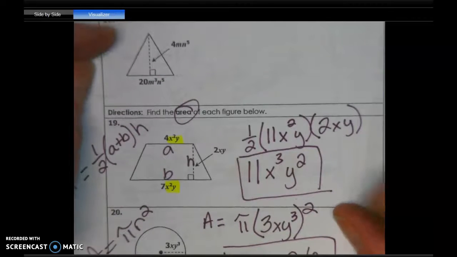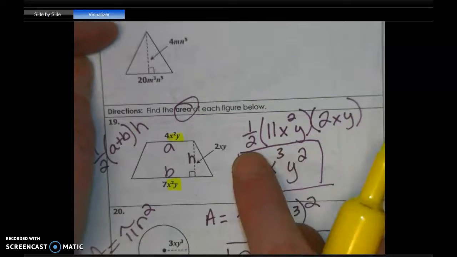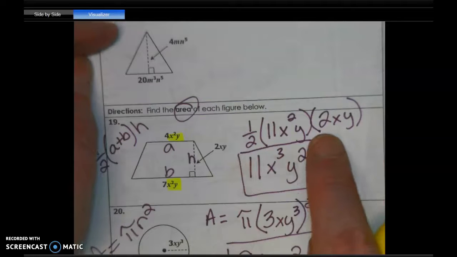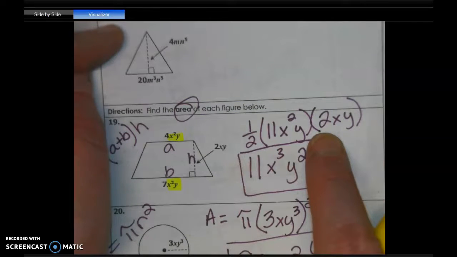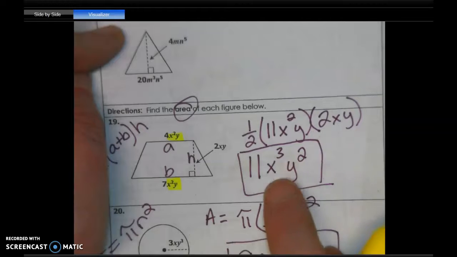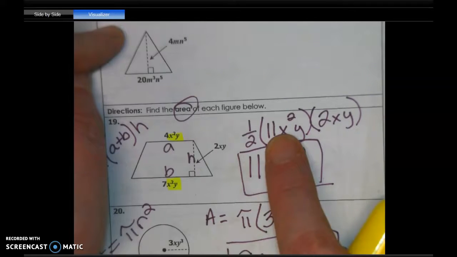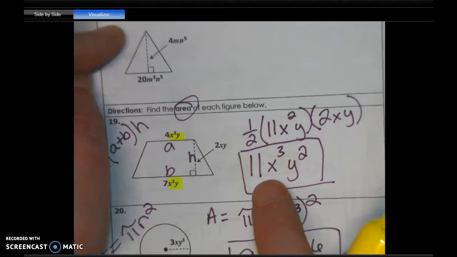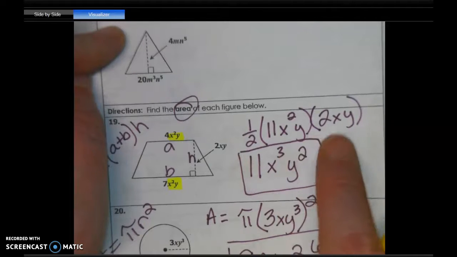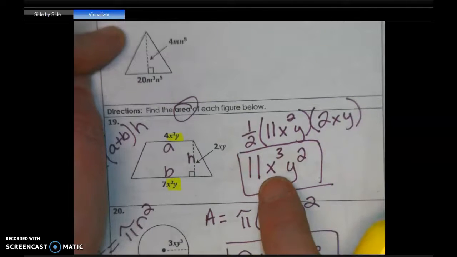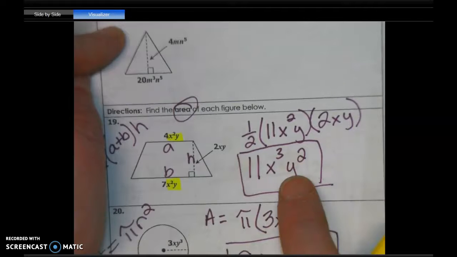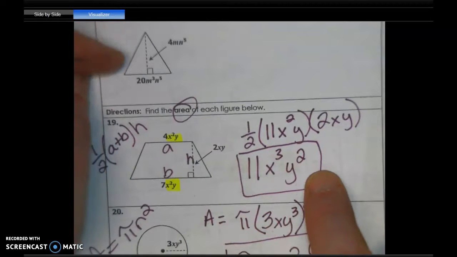Okay? And so your answer for this one, let me find the finished one, looks like this. Here's my 11. Here's my times 1/2. Here's my 2. Times 1/2 is the same as divide by 2. So when I combine all these together, 2 times 11 is 22 over 2, 11 again. X has 2, this X has 1, so X to the third. Y and Y is Y squared. That's it, that's your whole answer.